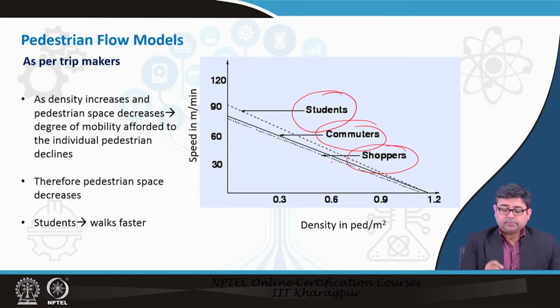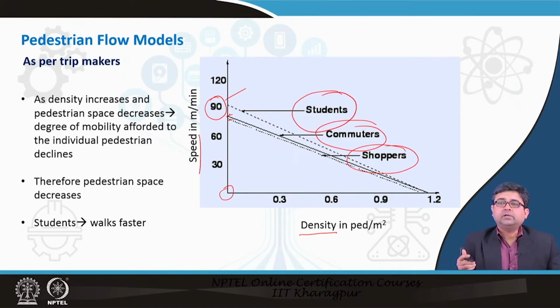It has been noticed that there are some significant differences between these three kinds of trip makers along the street. So when you plot this graph again between speed and density, you will see that the students usually have a greater free flow speed, right. So when the density is 0, the speed is called free flow speed. So that means that students usually tend to walk faster, and that is faster when compared to commuters or shoppers, and that is intuitive also in another sense that students are usually younger in age.